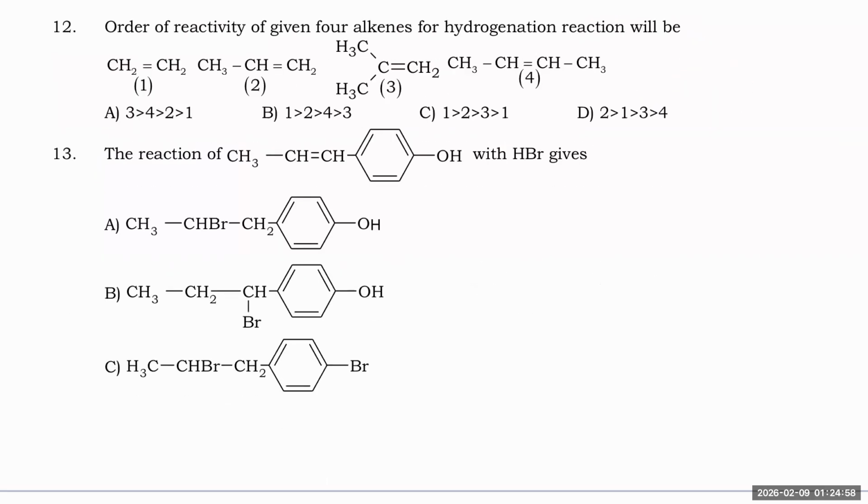See the 12th one. Out of the given four alkenes, what is the reactivity order for a hydrogenation reaction? Hydrogenation mainly depends upon crowding. The more the crowding, the less the reactivity. Hydrogenation means addition of H2 in the presence of a metal catalyst like nickel, platinum, palladium, and so on. So you need to figure out which one has the least amount of crowding in this case.